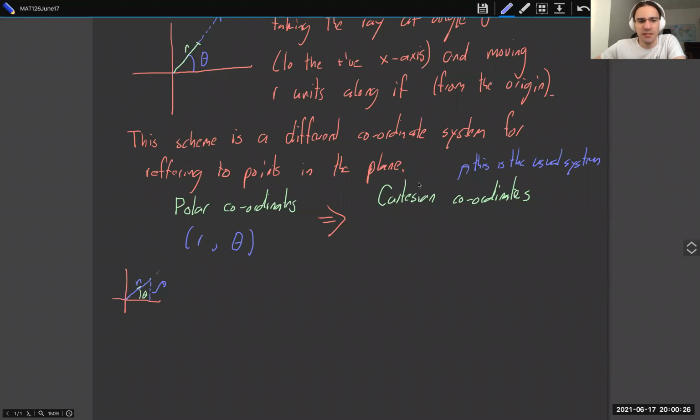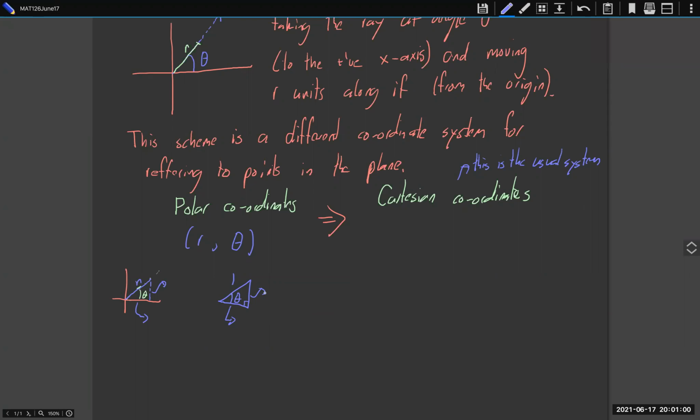Anyone? Okay, what if we have side length 1, angle theta? What is this side? This is a right triangle. What is this side? I really rely on participation, so can people please answer?